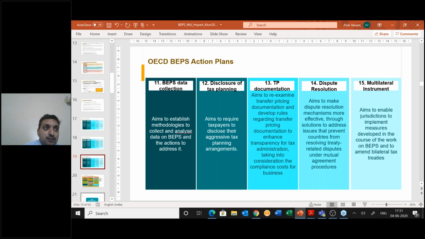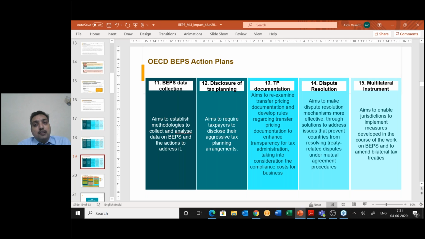Action Plan 12 is about disclosure of tax planning. So taxpayers are now required to disclose aggressive tax planning arrangements. Action Plan 13 is about TP documentation, and we have seen how that all has increased in the last couple of years. You have master file, you have local file, you have country by country reporting.